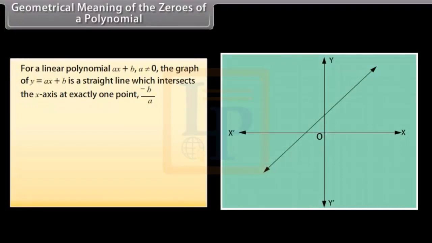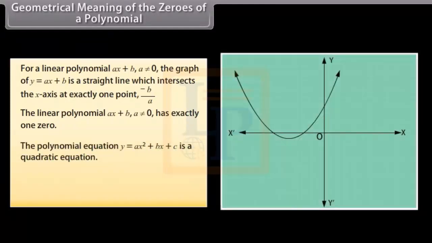Geometrical meaning of the zeros of a polynomial. For a linear polynomial ax plus b, a is not equal to 0. The graph of y is equal to ax plus b is a straight line which intersects the x-axis at exactly one point, minus b upon a. Therefore, the linear polynomial ax plus b, a is not equal to 0, has exactly one zero. The polynomial equation y is equal to ax square plus bx plus c is a quadratic equation. The graph of a quadratic equation is a parabolic curve.